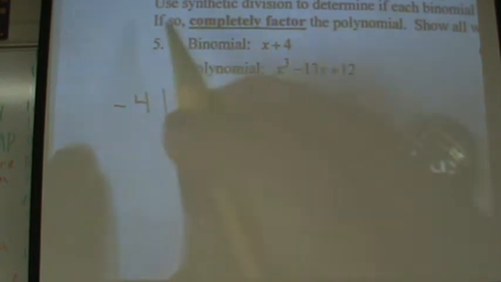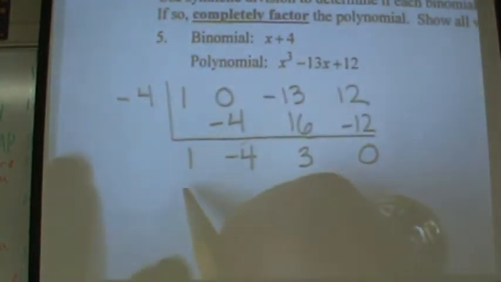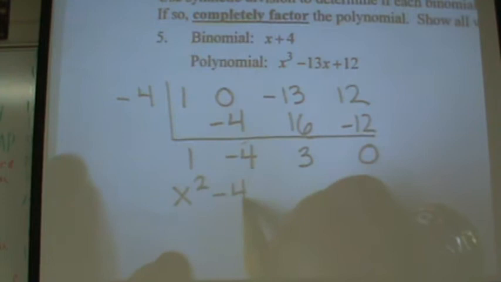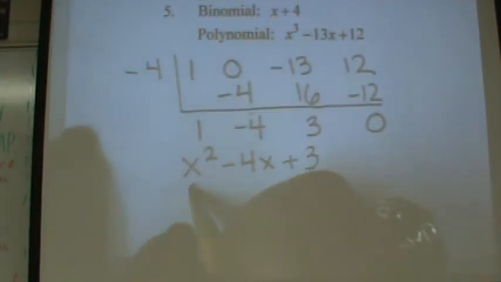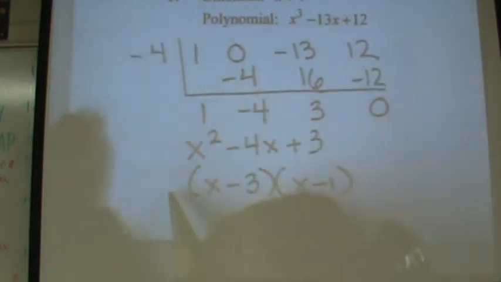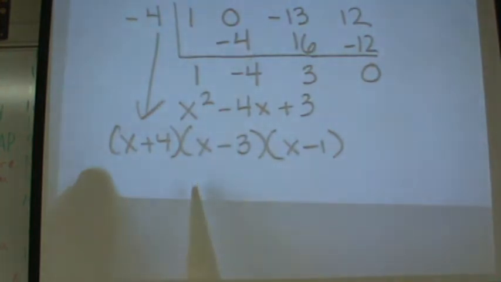And then it says, if so, completely factor this polynomial. So this is going to be x squared minus 4x plus 3. So you would factor this to be x minus 3, x minus 1, and bring down your x plus 4. That is, since that worked. So this is factored completely.